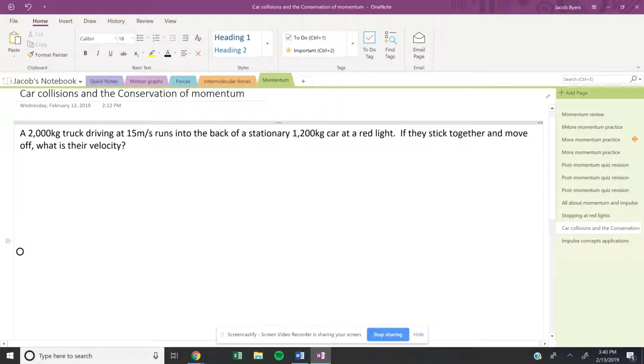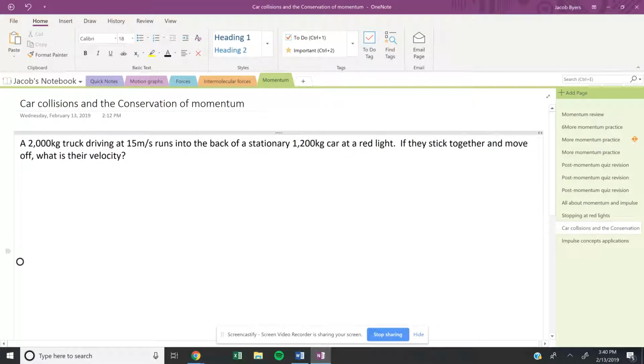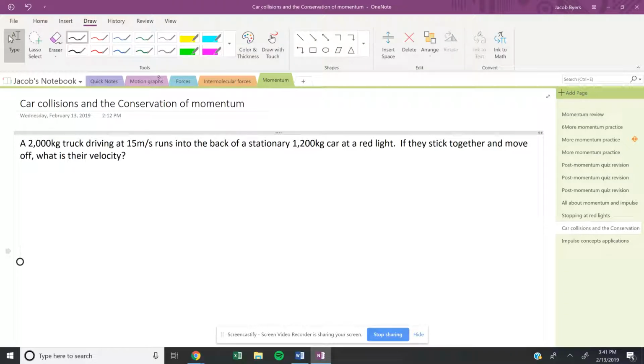Hello everyone, we are going to take a look at the conservation of momentum in terms of some car crashes, okay? So as always, the first thing I'm going to do is figure out what information is given to me. I'm going to do the truck information in blue, and I'll do the car in green.